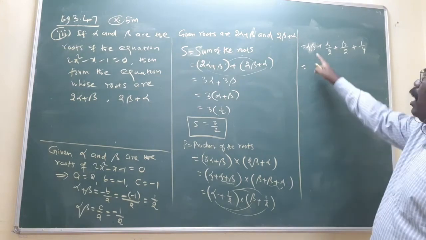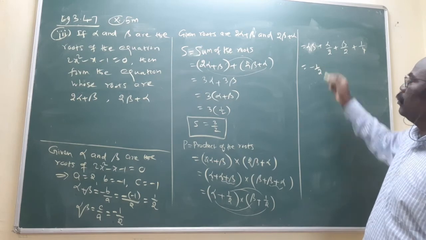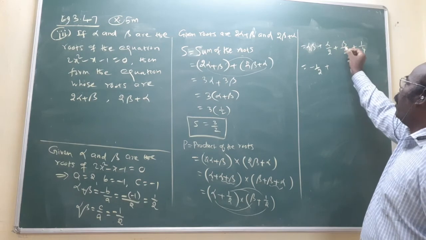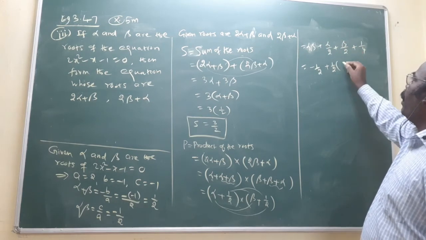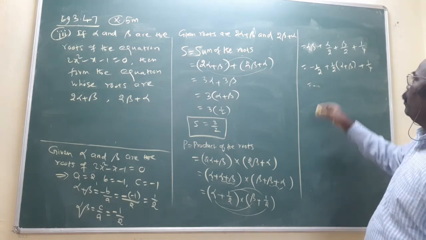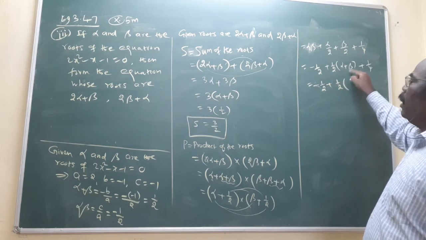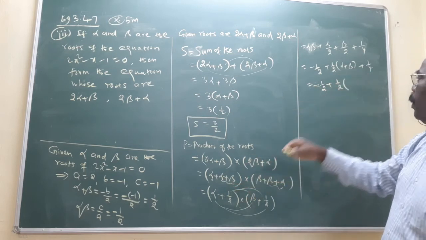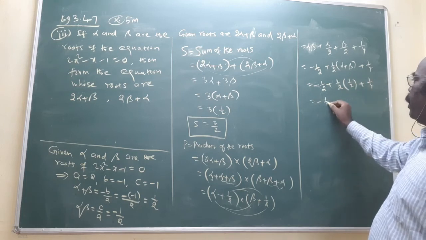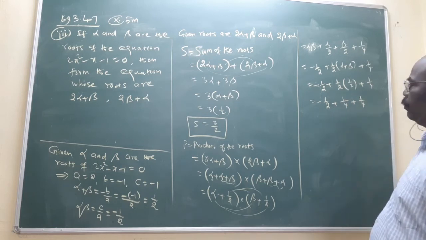Now, alpha into beta, already found: 1 by 2, minus 1 by 2. Am I right? Plus, here, out of these two terms, 1 by 2 is common, but they may have alpha plus beta plus 1 by 2, minus 1 by 2, plus 1 by 2 into alpha plus beta, already 1 by 2 plus 1 by 2, minus 1 by 2. 1 by 2 equal to 1 by 4, 1 by 2.